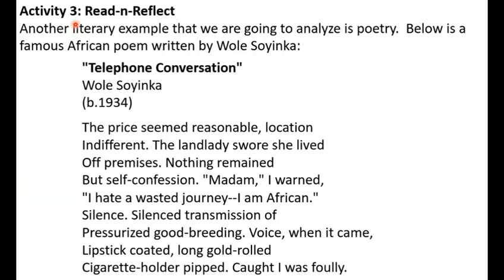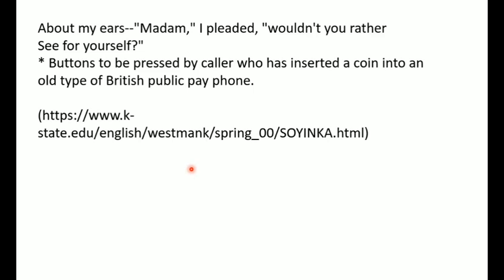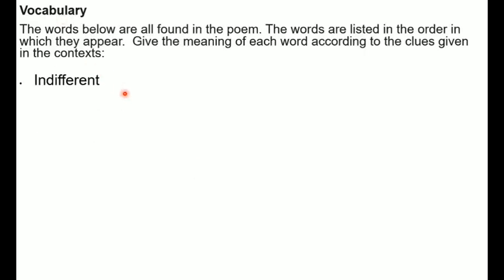Now, read in your module activity 3. This is about Telephone Conversation written by Wole Soyinka. All right. Just read this in the module. Okay. This is a long poem. Right. Continuation. Now, this is now the items. The words below are all found in the poem. The words are listed in the order in which they appear. Now, give the meaning of each word according to the clues given in the context. All right, be ready with your ball pen.